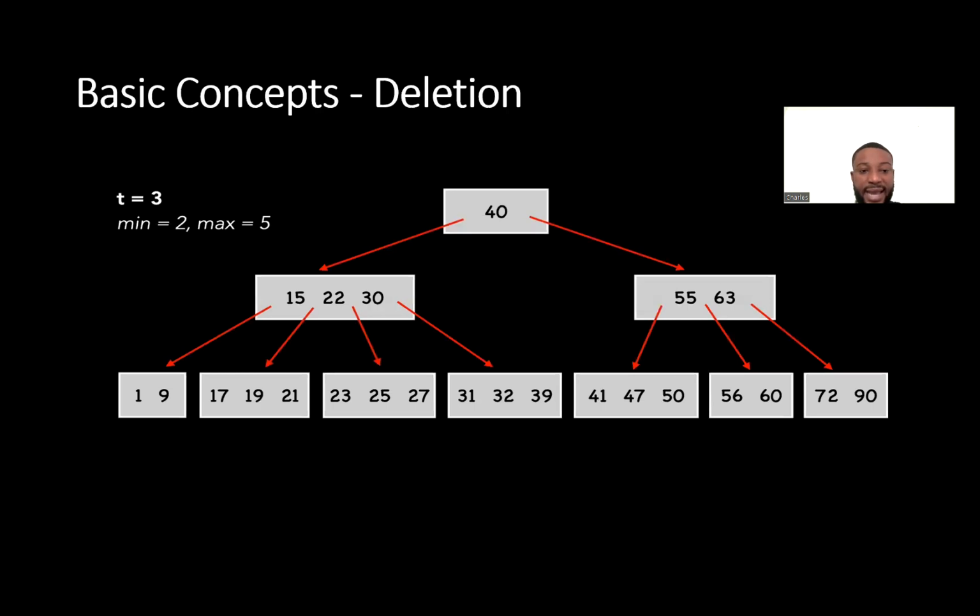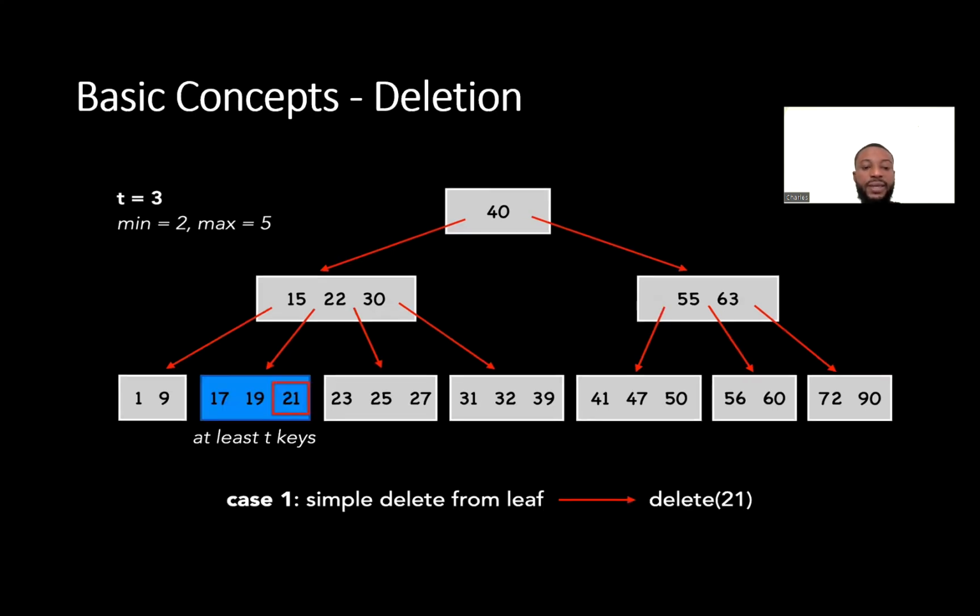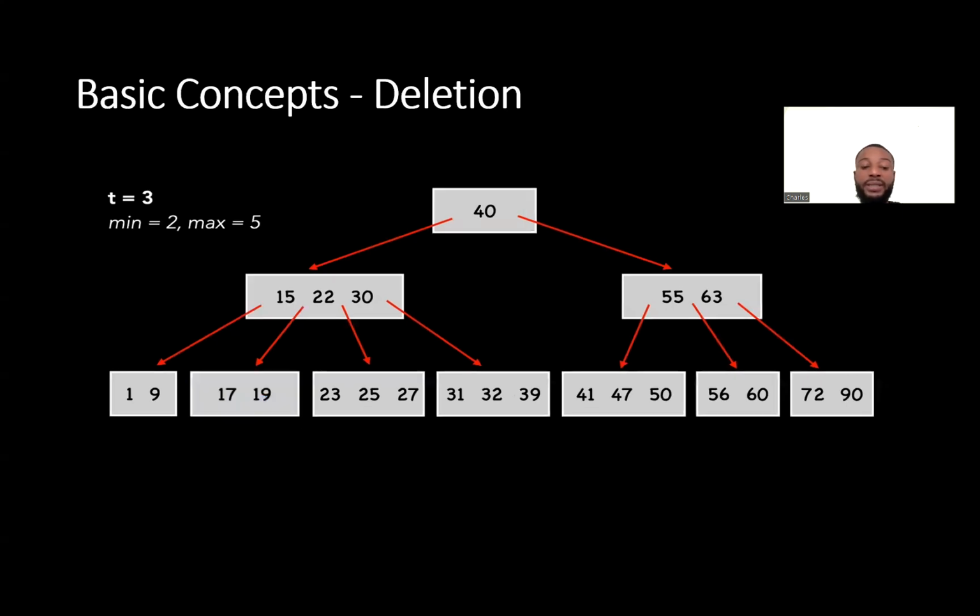So let's look at it as an example. This is t equals 3, meaning the minimum number of keys should be 2 and the maximum should be 5. So supposing you want to delete 21, if we take out 21, the minimum number of keys is still 2. It doesn't violate any constraints, so we can just take 21 off. This is a simple delete.